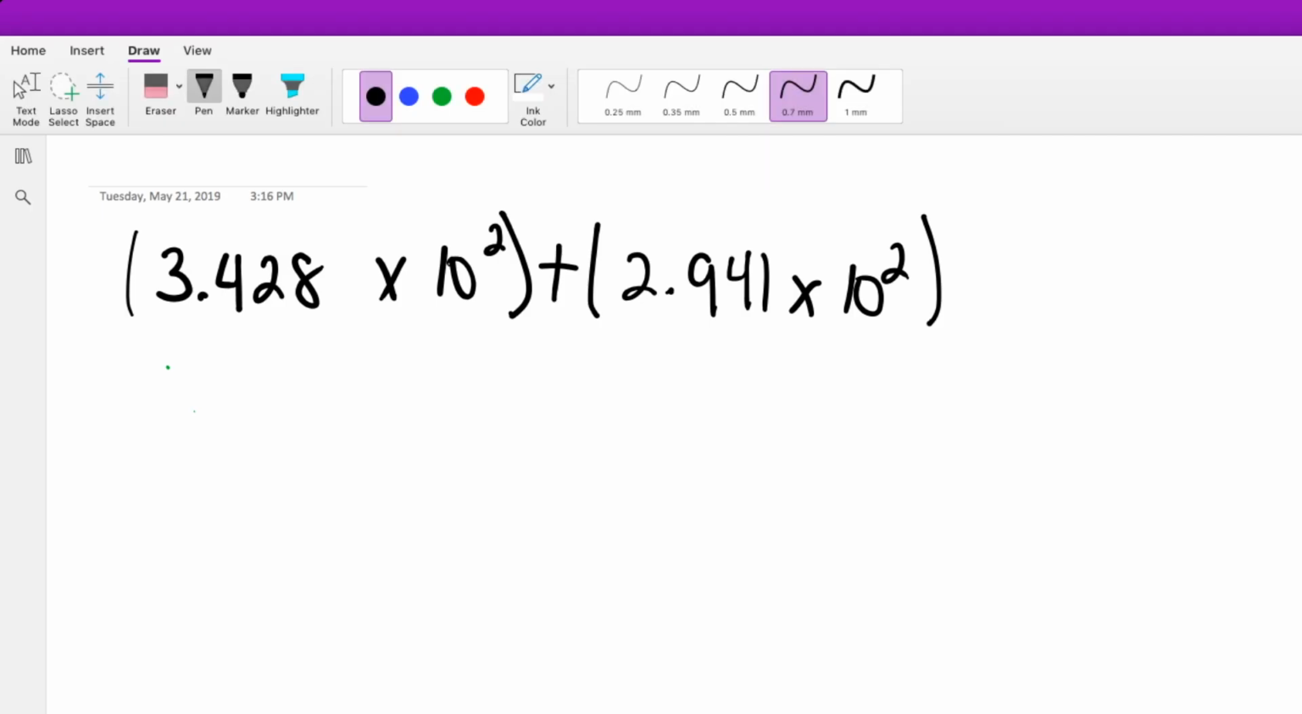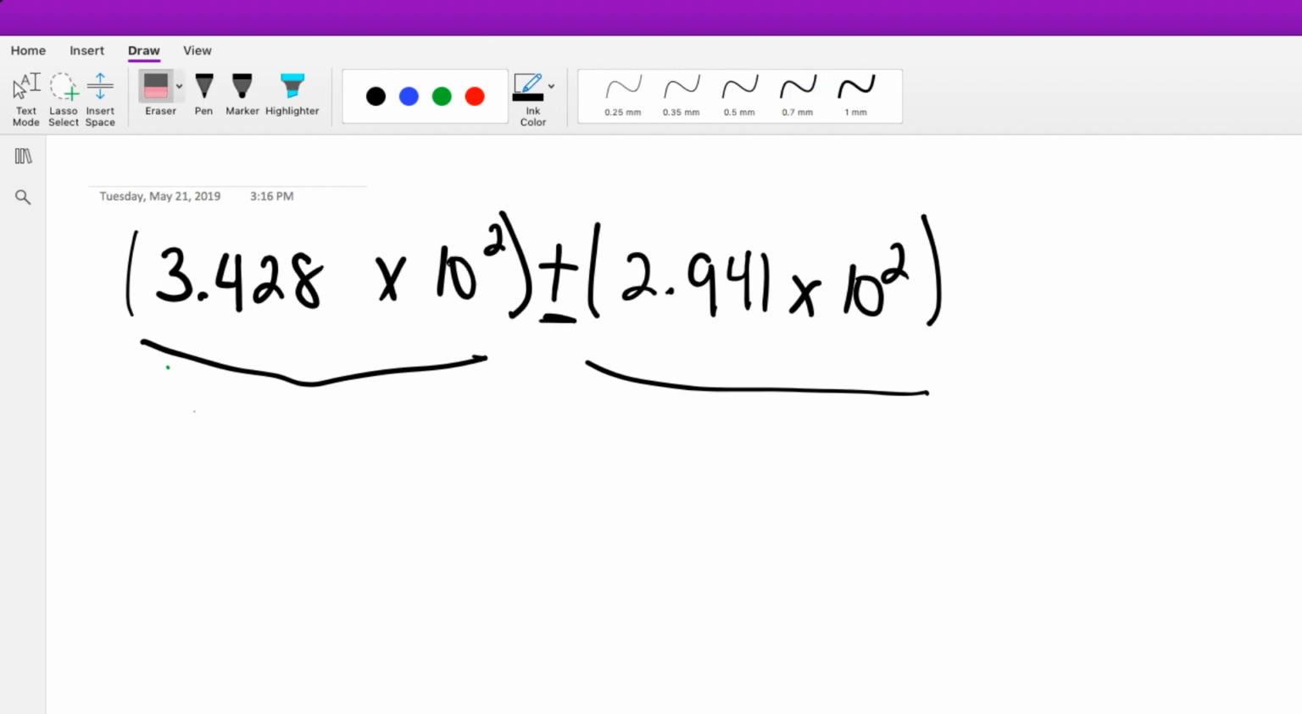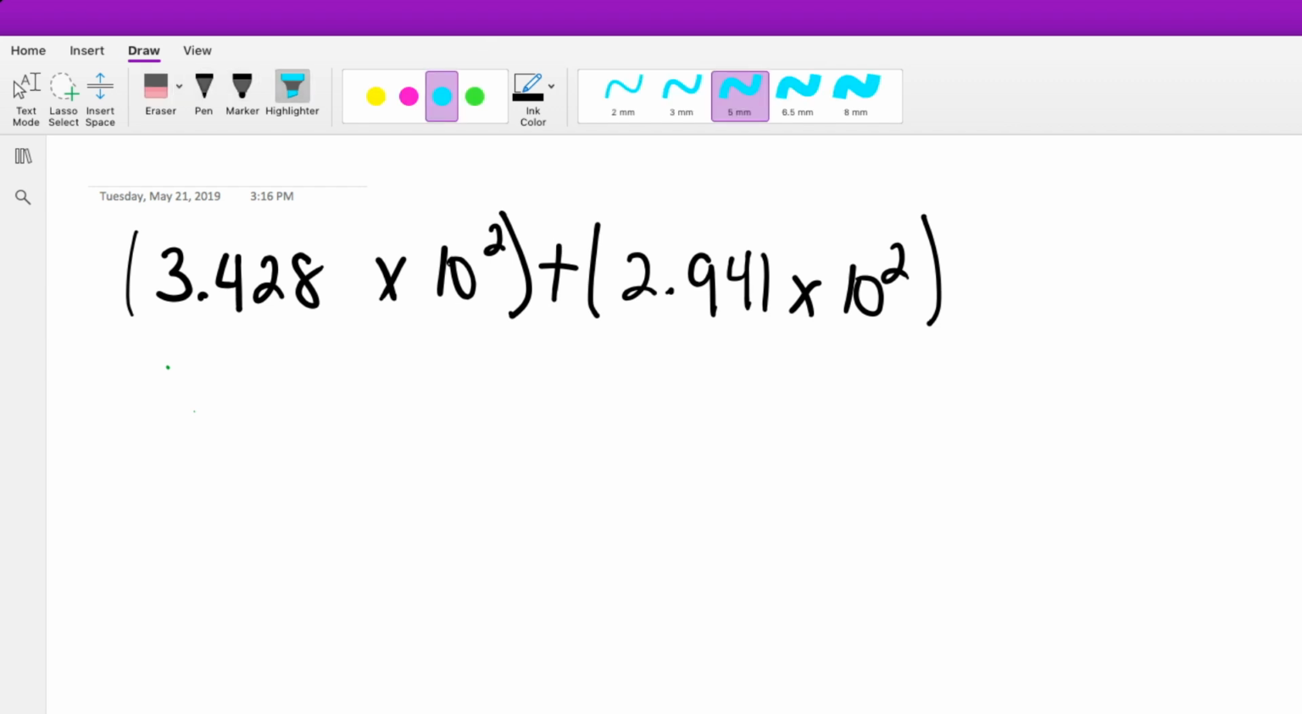All right, let's start doing some basic operations with scientific notation. So here we have two numbers that want to be added, and these are both written in scientific notation. So how do we do this? Fortunately, we can look at the power over here. This is the power.